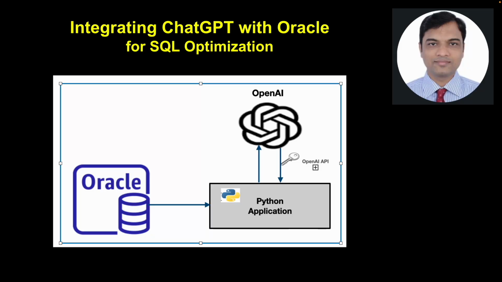Today we'll explore how to integrate ChatGPT with Oracle database for AI-powered SQL workload optimization, helping DBAs in performance tuning. We will look at how to extract the top 20 resource-intensive SQL statements and their execution plans from Oracle database, and then let ChatGPT recommend indexes and rewrite the inefficient queries.